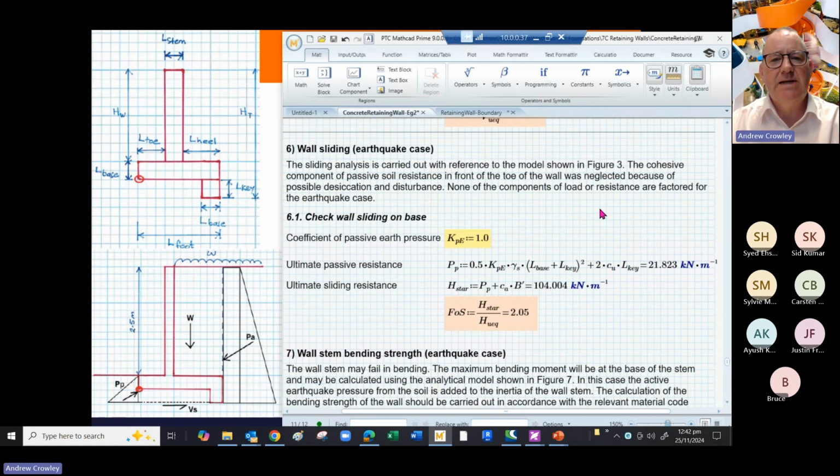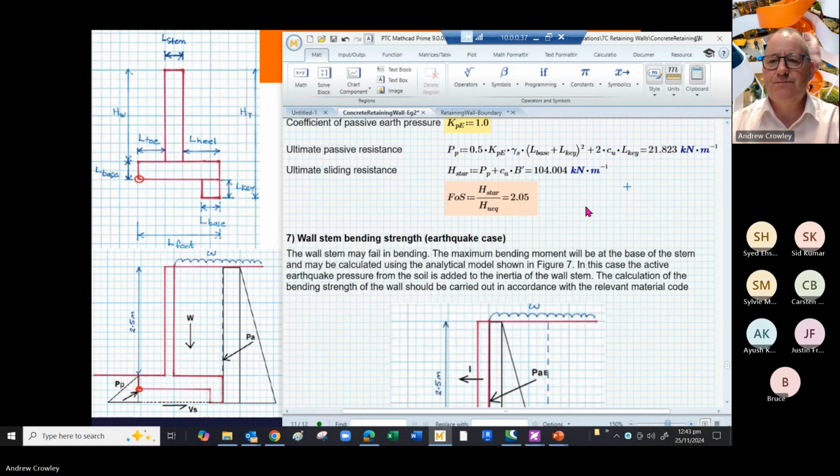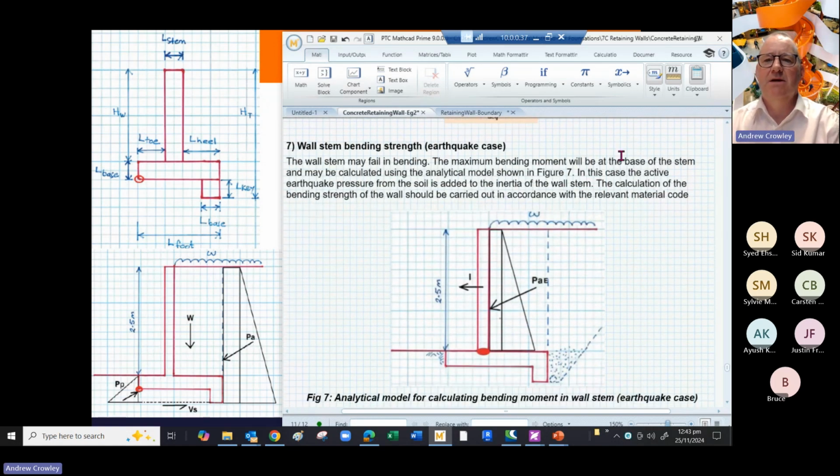Now look at wall sliding in the earthquake case. We're taking our coefficient of passive earth pressure as 1, which is again quite conservative, but it's at least safe. We work out what our passive resistance is, and it's 21 in this case. Our sliding resistance works out as 104 kilonewtons per meter. So our factor of safety in sliding is over 2. So we're happy, and again, the earthquake case is not the dominant case.